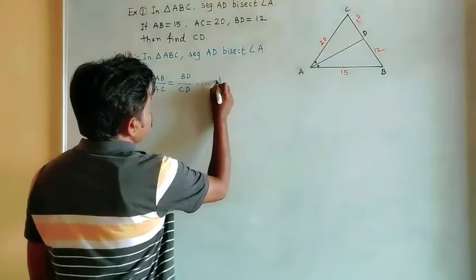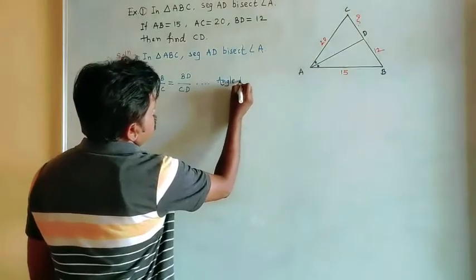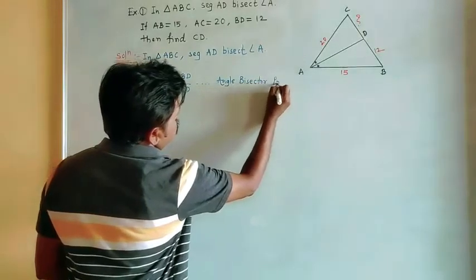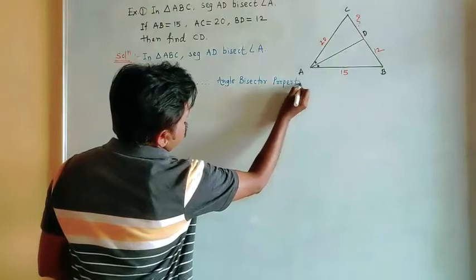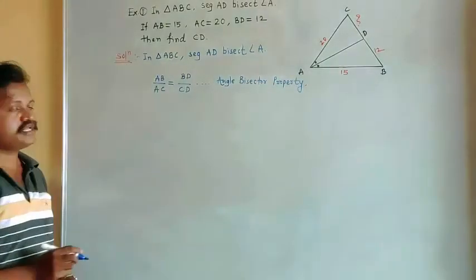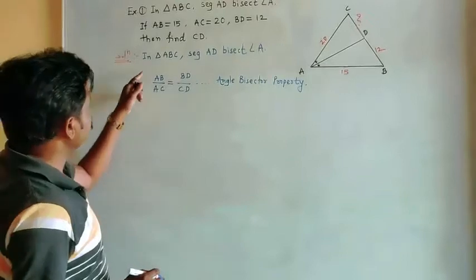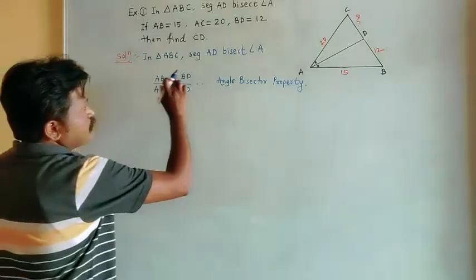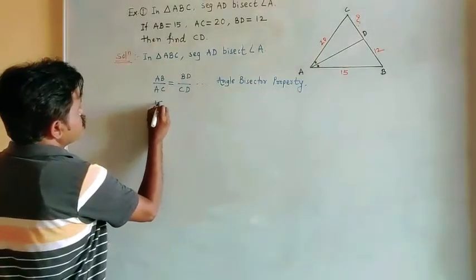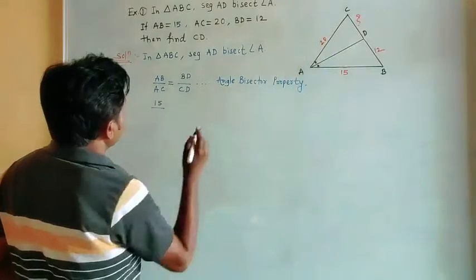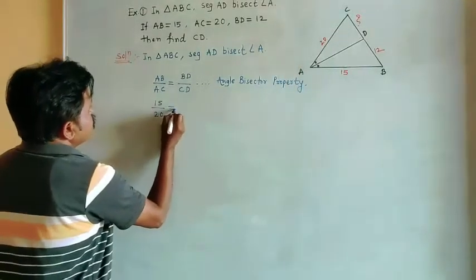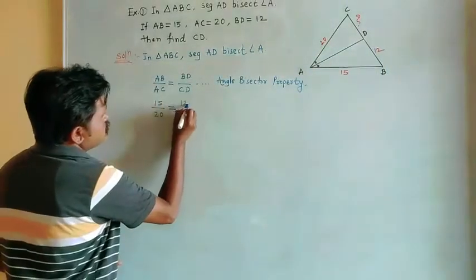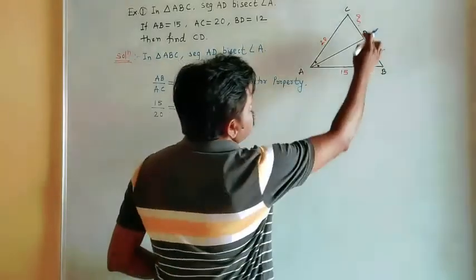I write here, angle bisector property. Now we apply the angle bisector property and write the ratio AB upon AC is equal to BD upon CD. Now put in the values. AB is 50, upon AC, that is 20, is equal to BD. BD here is 12. And you calculate CD.